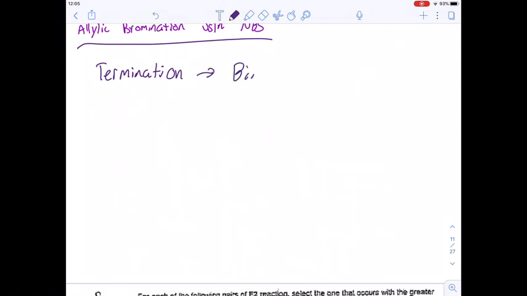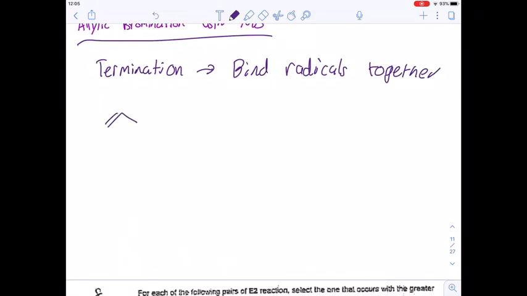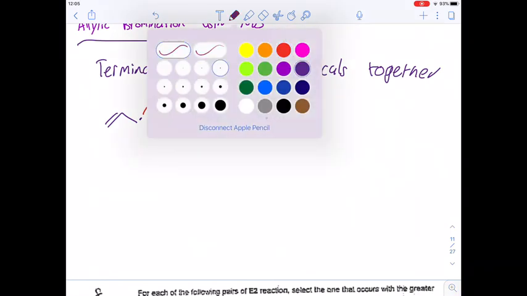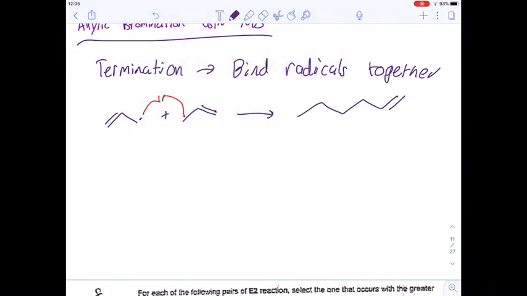And all you have to do in termination is bond every single radical together in every way that you can think of. So really quickly, termination: bind all radicals together. I'll give you some examples that I have in my notes really quickly, but I am missing a few because I did this quickly. He will never ask you for the termination step anyway because there are just too many different products that you can have.